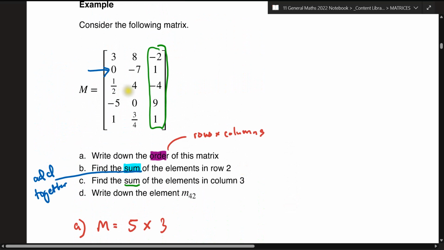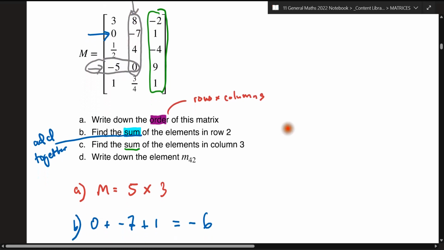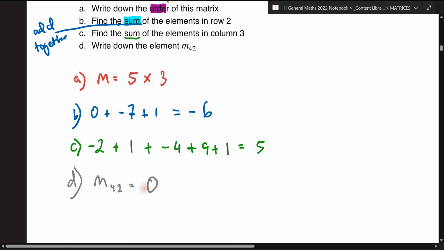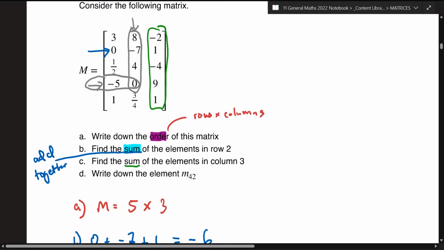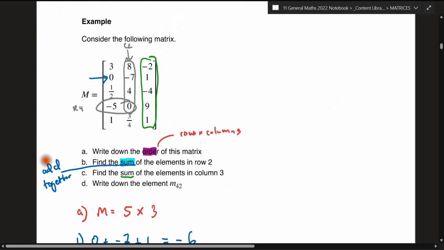So row number 4, so we're looking at the bottom row here. Row number 4, column number 2 would be here. If I was to circle this, look at where they intersect. Number 0. So the value for M42 is 0. Row 4, column 2. R4 just means row 4. C2 obviously means column 2. That's pretty straightforward, I think.